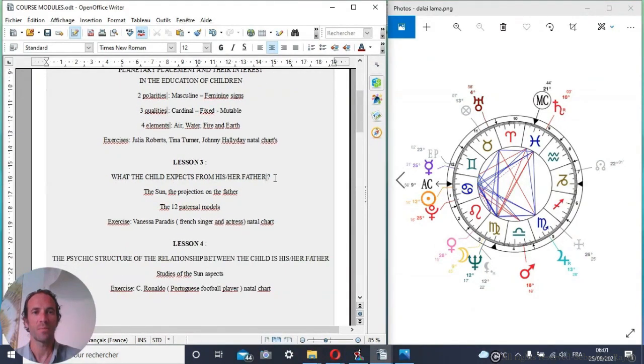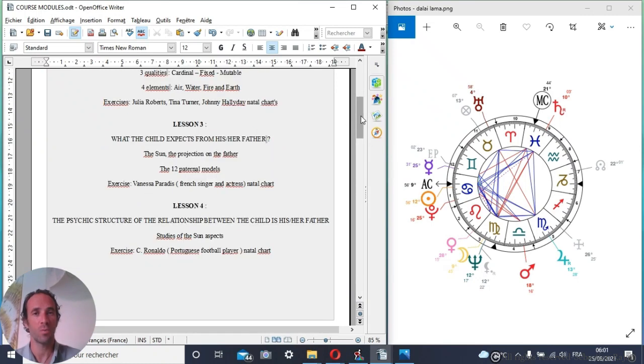Lesson 3, the sun, the projection, what the kid expects from his father. Lesson 4, the psychic structure between the kid and her father. So same as with the sun, but we'll interpret the aspects.